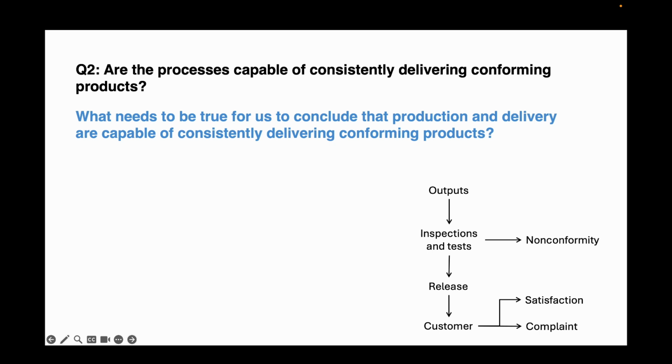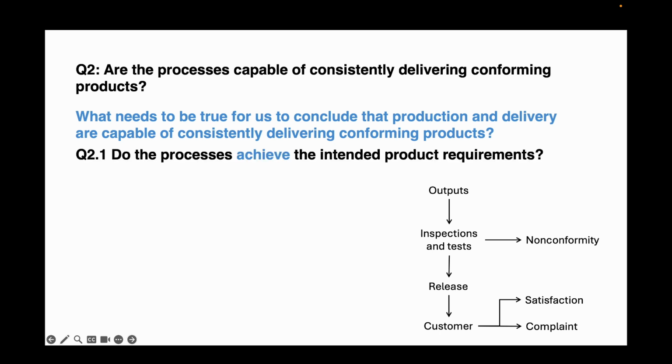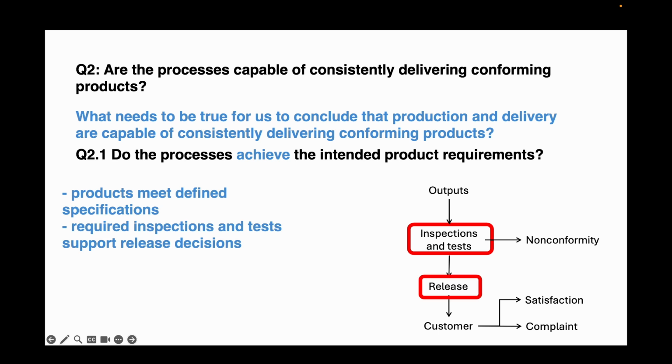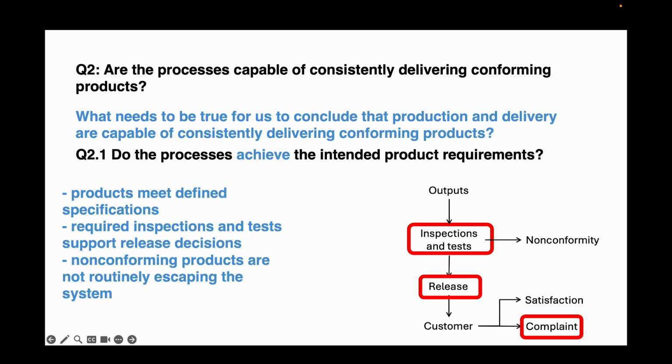Now, the first question in this second branch can be, do processes achieve the intended product requirements? So what needs to be true? Products meet defined specifications. Required inspections and tests support release decisions. And non-conforming products are not routinely escaping the system. Okay, so with this we can check if we are achieving the intended product requirements.